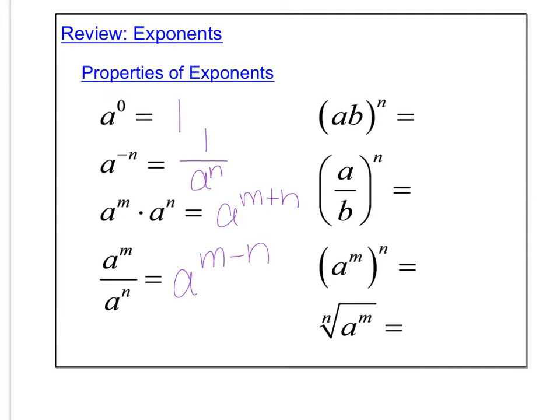When you see a power outside of parentheses, you have to make sure that you distribute that power to both parts. So this is a to the n, b to the n. Same thing when you have a quotient. You have to distribute the power to each part of the quotient, to the numerator and to the denominator.